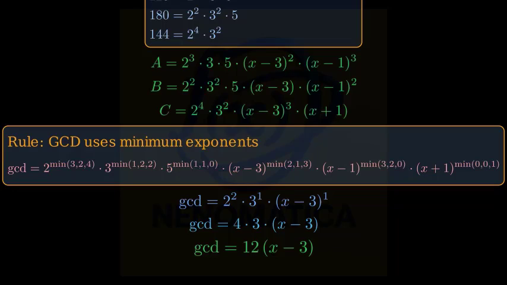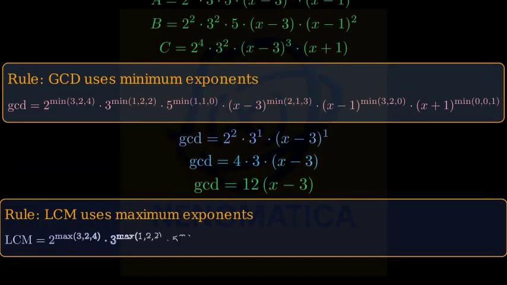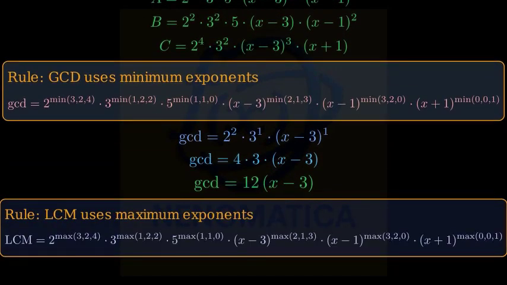For the least common multiple, take the maximum exponent of every factor that appears in any expression. This guarantees all 3 original expressions divide the least common multiple. Now compute each maximum: 2 to the 4th power, 3 squared, 5 to the 1st power, (x minus 3) cubed, (x minus 1) cubed, and (x plus 1) to the 1st power.